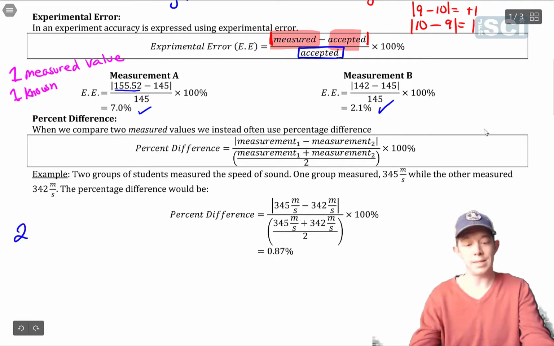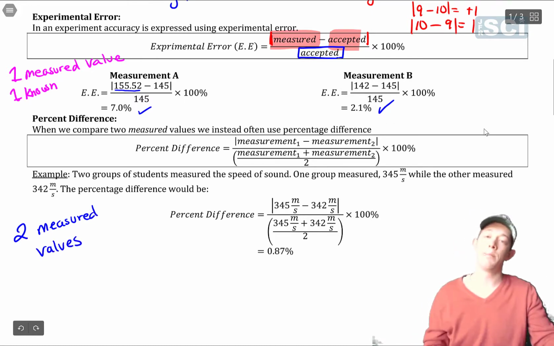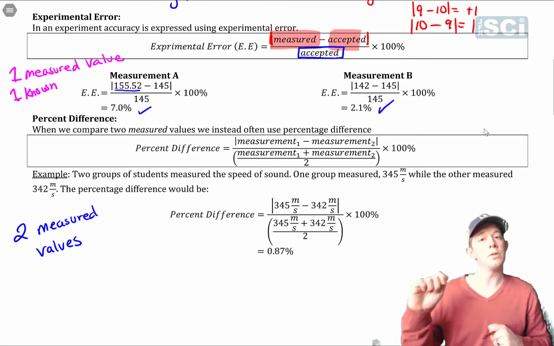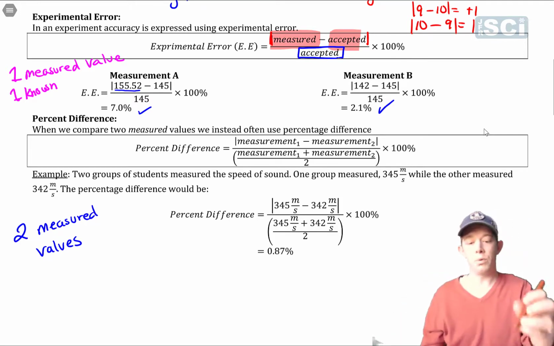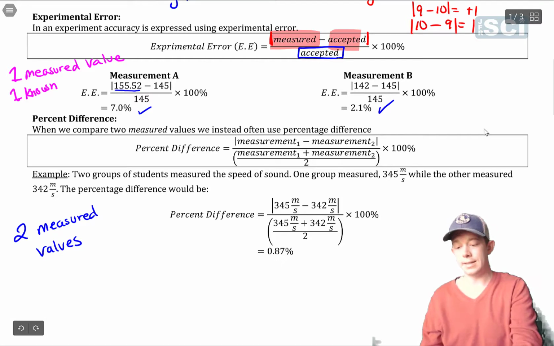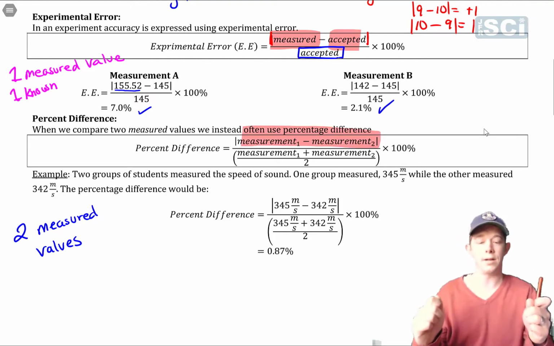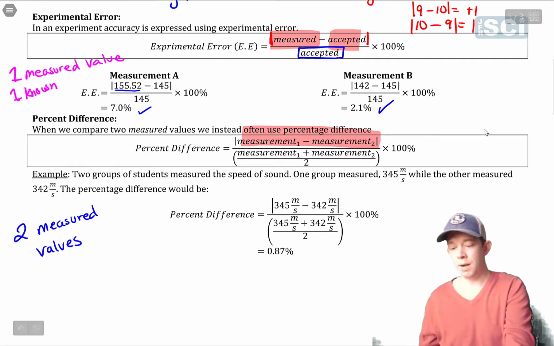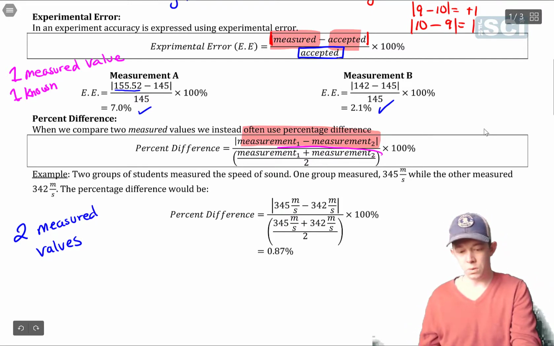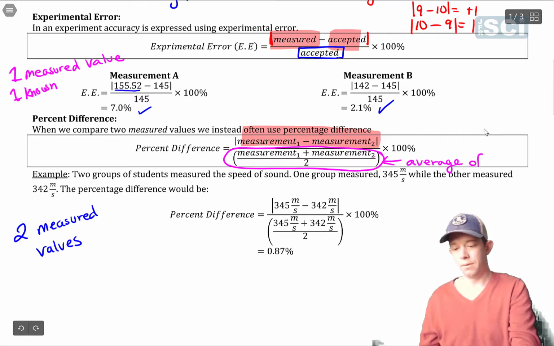So with percent difference, we have two measured values. Okay, so you can see the difference between when I'm going to use experimental error and when I'm going to use percent difference. With percent difference, the numerator is exactly the same. I'm going to take the absolute value of the difference between two measured values. But in the denominator, that's this whole thing here, that is the average of the measurements.